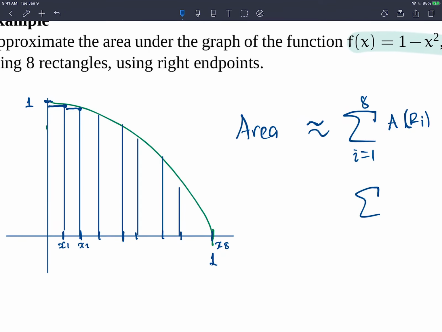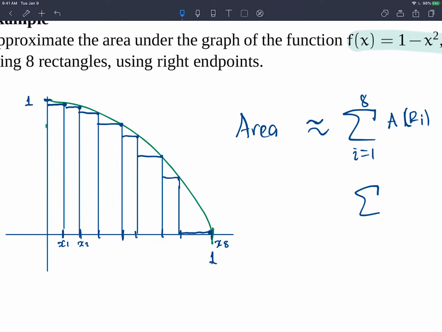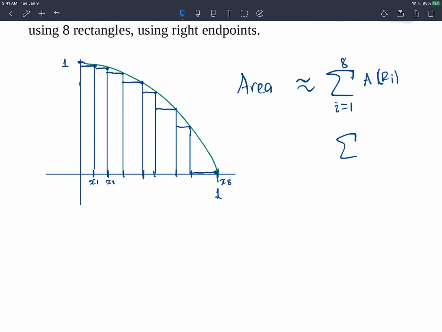So you see that for each of these rectangles, because my curve is concave down, each of these rectangles is going to be under the curve. So I'm going to end up with an underestimate, right? This last rectangle is 0, so there's no sum there. I'm going to end up with an underestimate of this.